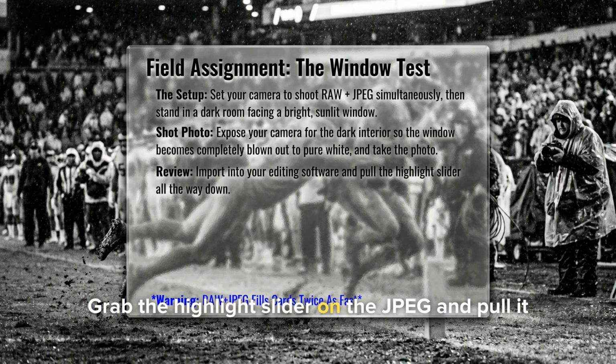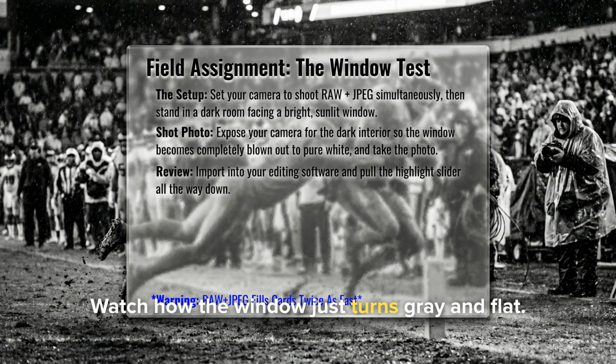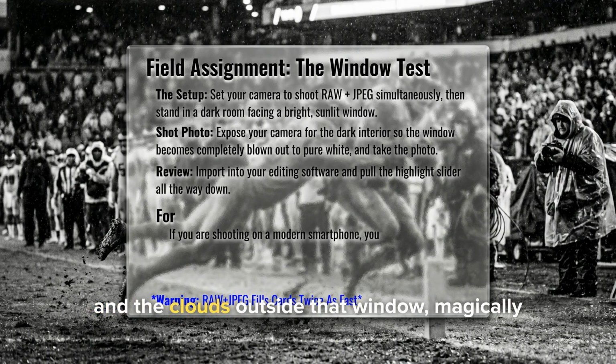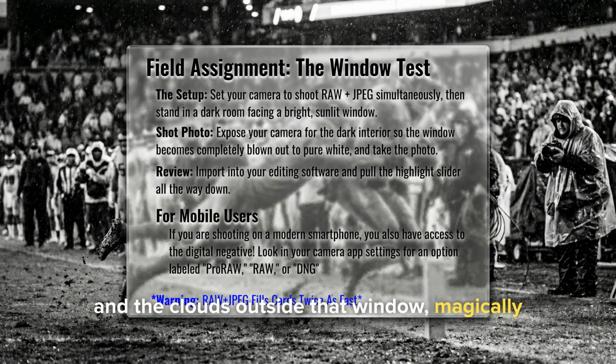Grab the highlight slider on the JPEG and pull it all the way down. Watch how the window just turns gray and flat. The data outside that window is gone. Then do the exact same thing to the RAW file. Pull the highlight slider down. If you exposed it within the limits of your sensor, you will suddenly see the trees, the sky, and the clouds outside that window magically pull back into the frame. You are not adding them back in. They were always there. You just finally have the data to see them.